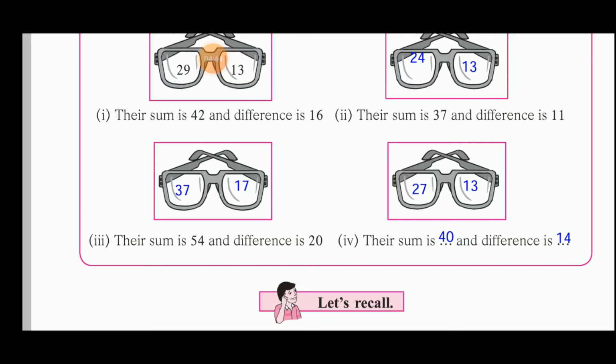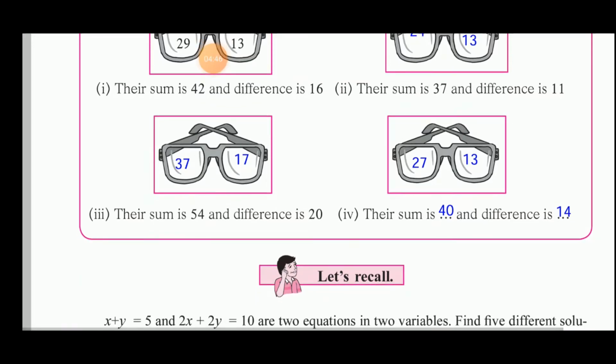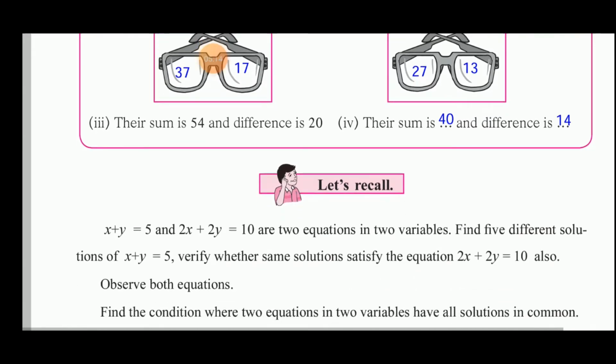Now, here you have to just form the equation. Find two numbers whose sum is 40 and the difference is 14. Same way you will do, x plus y is 40, x minus y is 14. Add the two equations, you will get 2x will be equal to 54, x will be equal to 27. So, the second number y will be equal to 40 minus 27, that is 13.